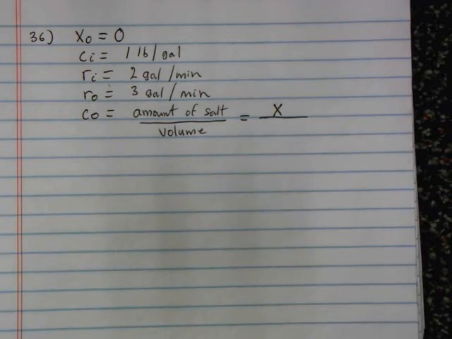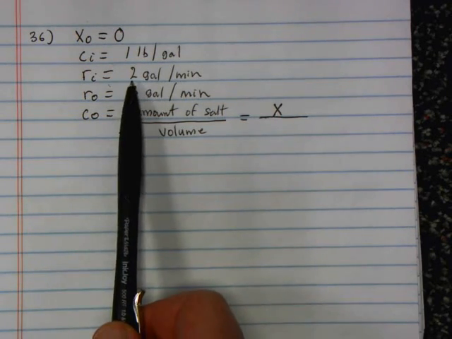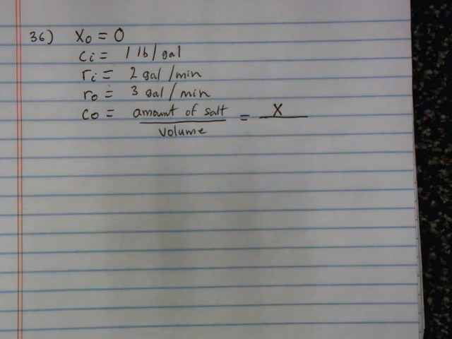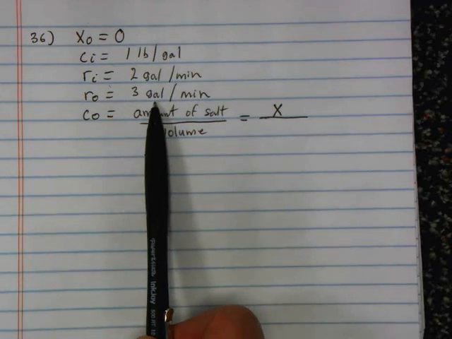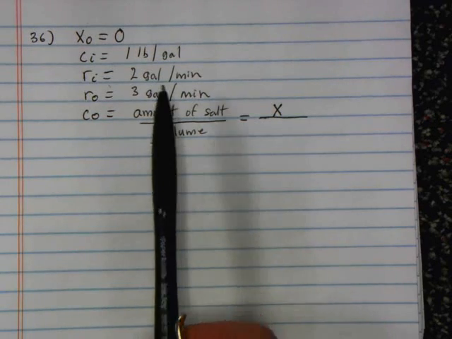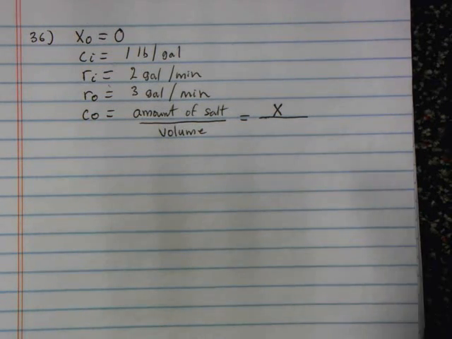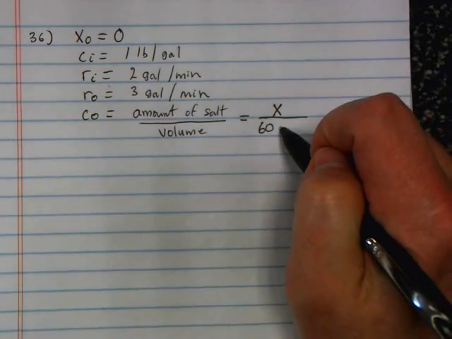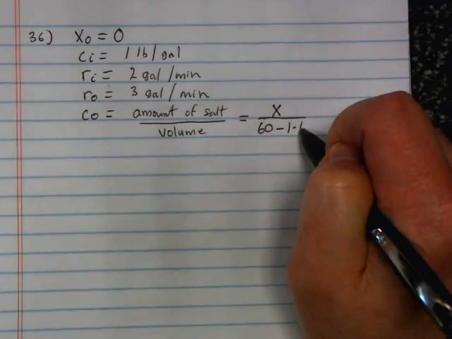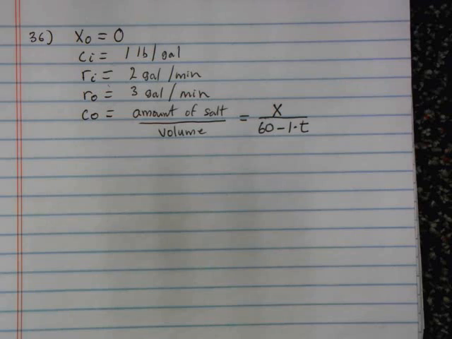Divided by the volume. How much water is in the tank at any given time? It started with 60, didn't it? Yeah. But what's happening? True, I started with 60 gallons, but I've got 2 gallons coming in and I've got 3 gallons going out. So just minus 1 gallon. I'm losing 1 gallon every minute. So I started with 60 gallons, but I'm losing 1 gallon every minute. So there's my volume at any given time.